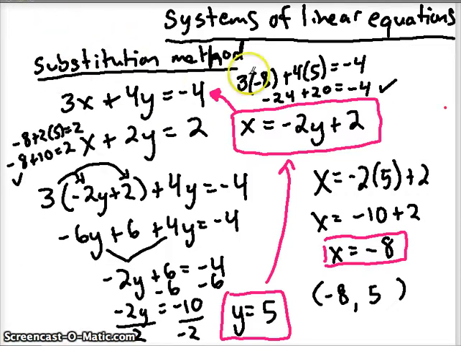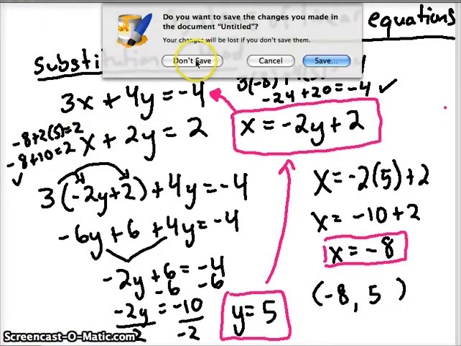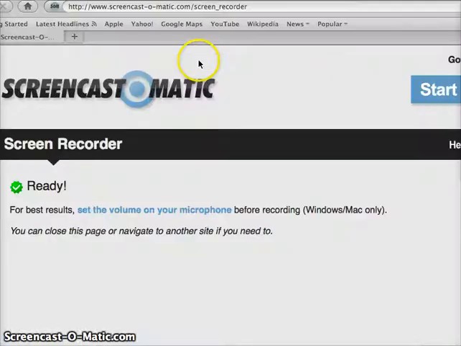Alright, so that was the substitution method. And again, we chose it because the coefficient of one of our variables was 1. It made it easy to solve for one variable and substitute.